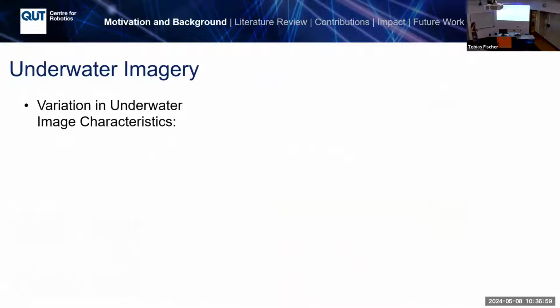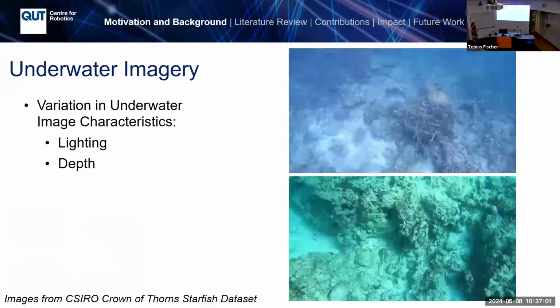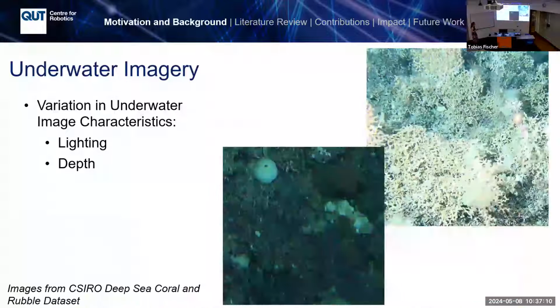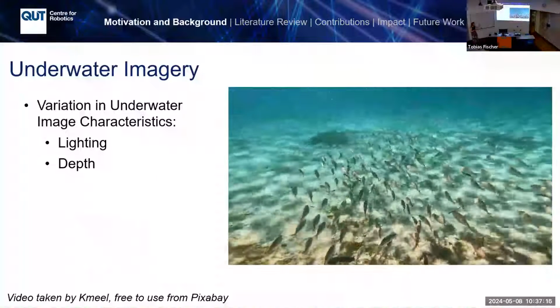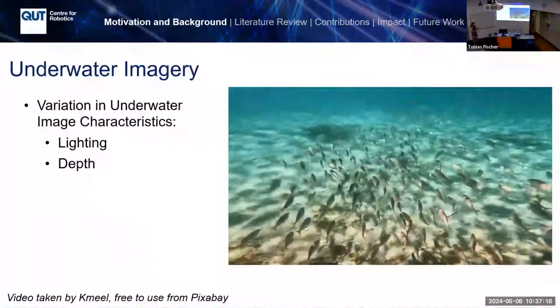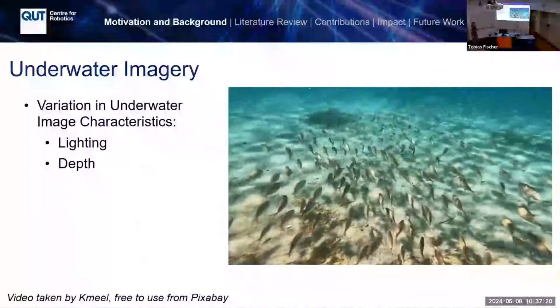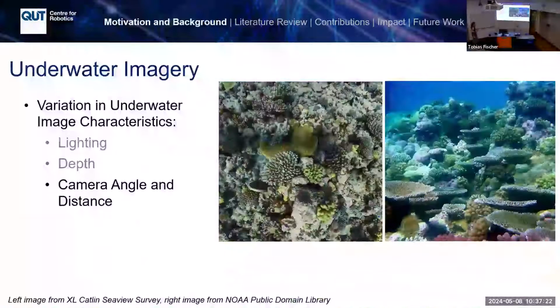In underwater images, we have a huge amount of variation in the image characteristics, both within datasets and between datasets, due to a range of factors. Firstly, lighting and depth play a really significant role. Use of artificial lighting can change the image characteristics. And if the sun is shining through the water, we get shadows or ripples, which can also change how our images appear. Camera angle and distance also have a role to play.